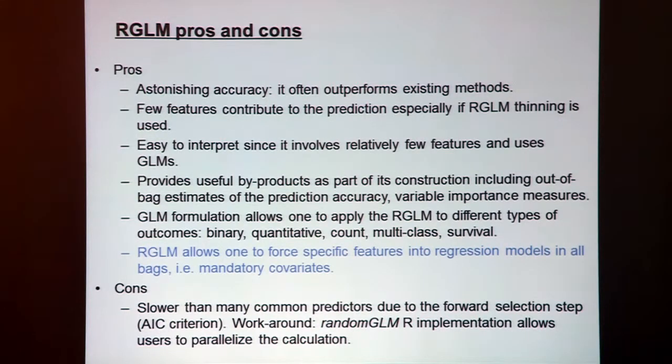The other thing I barely mentioned was that ensemble predictors provide you out-of-bag estimates of the accuracy. These are similar in spirit to a leave one out estimate of the error rate. It's almost an unbiased estimate of the error rate, which is an attractive thing to have. And then Peter Langfelder generalized our random GLM R function so that it really can deal with all sorts of outcomes: binary, quantitative, count, multiclass, survival.